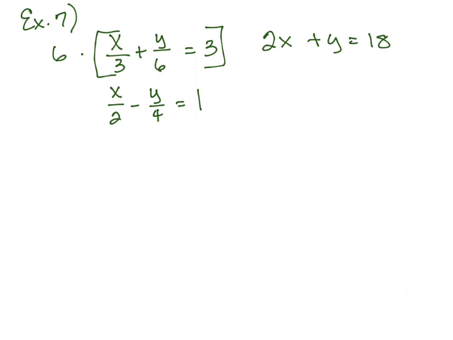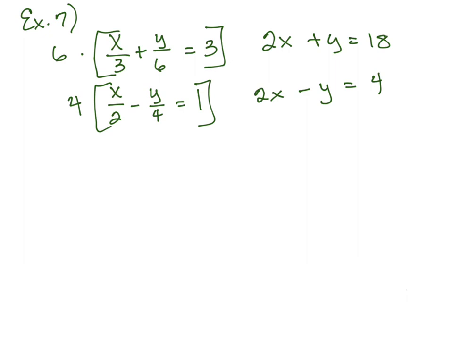So our first step here is clear the fractions. Get rid of them. We hate them. We don't want to deal with them. If at all possible, we're going to get rid of them. What's the lowest common multiple on the bottom? 4? Because it's a 2 and a 4. So 4 times x over 2 makes 2x, minus y equals 4. Okay.